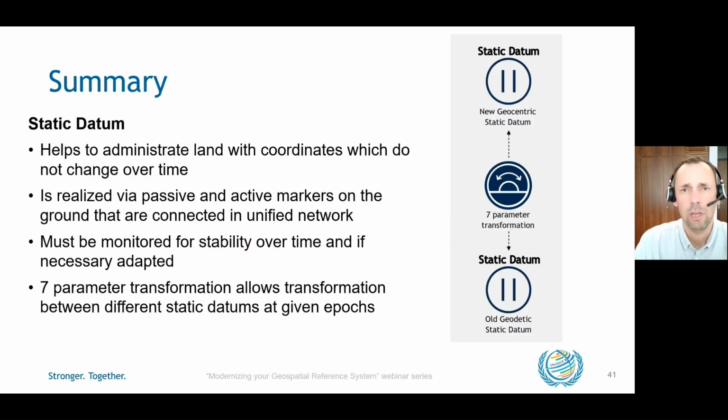At the end of the presentation, we summarize the key messages from today. Static datum helps to administrate land with coordinates which do not change over time. Static datum is realized via passive and active markers on the ground that are connected to the unified network. Static datum must be monitored for stability over time and, if necessary, adapted. And the 7-parameter transformation allows transformation between different static datums at given epochs.